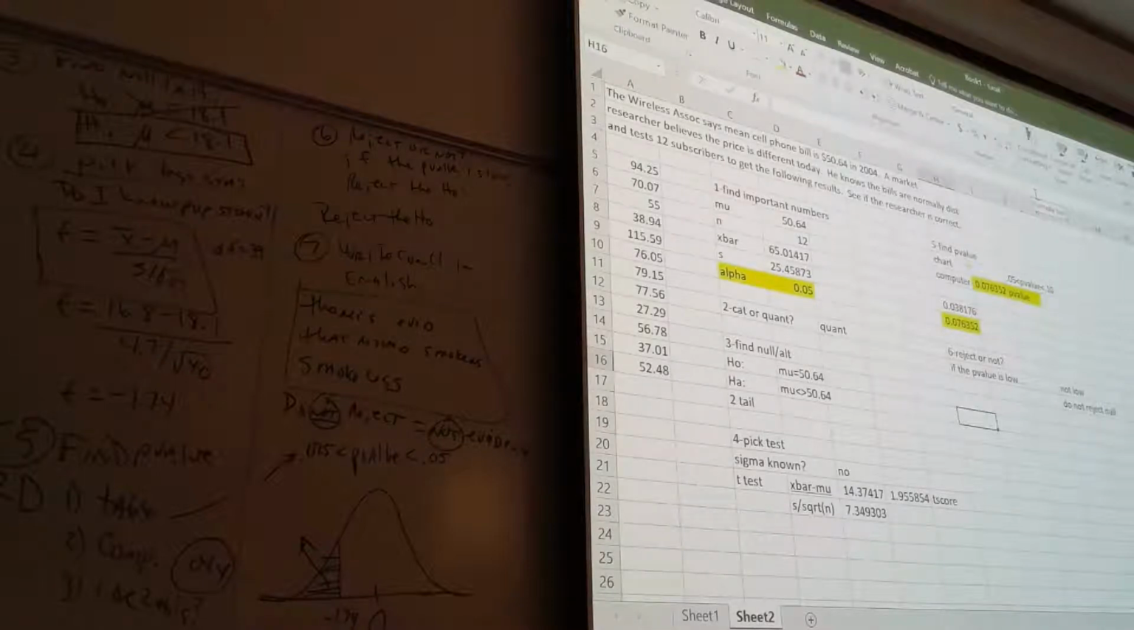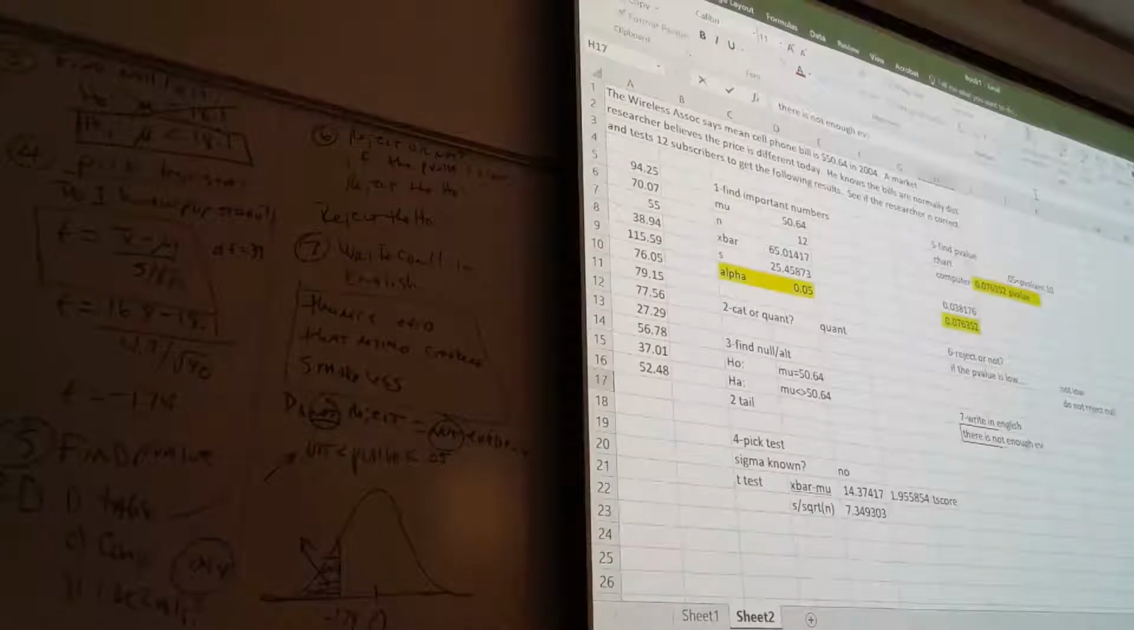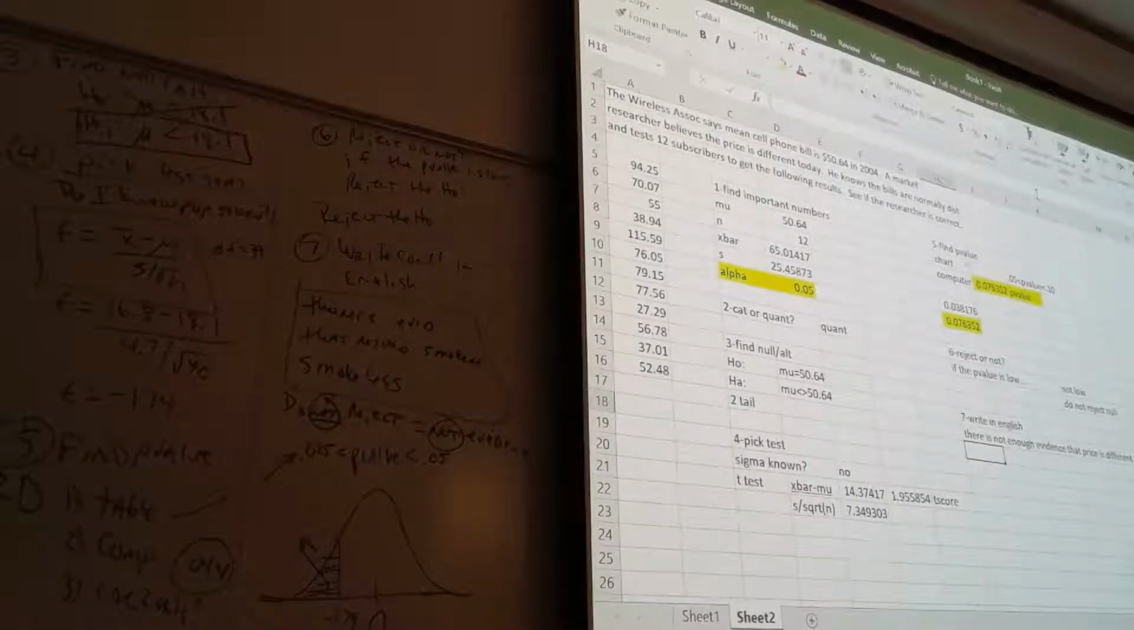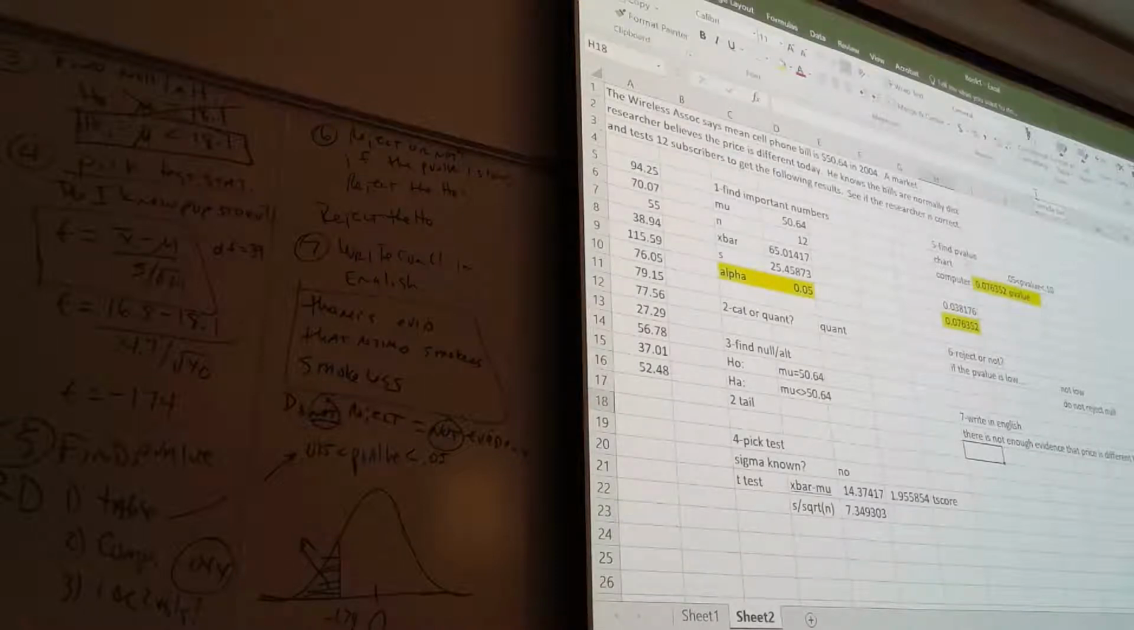Step number 7 is what, Drew? Probably say there is not evidence. Okay, you write it in English. There is not enough evidence that the price is different today. Who agrees with Drew? Well done.